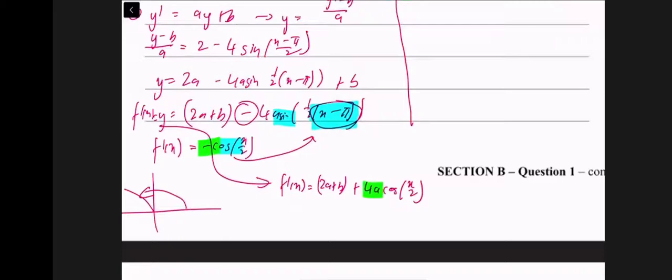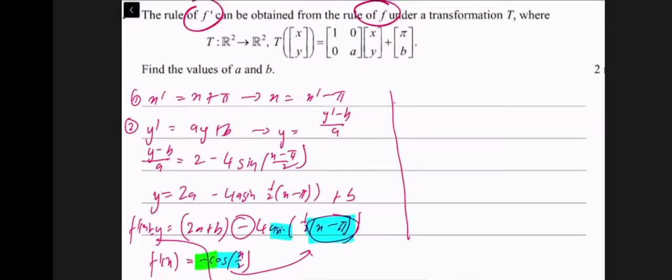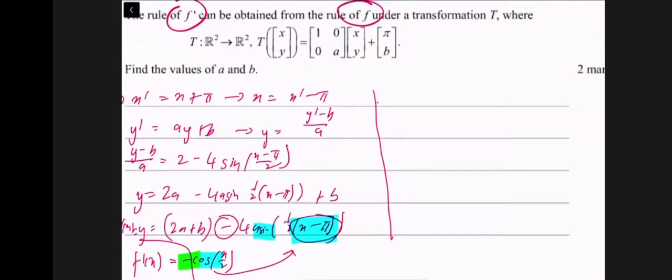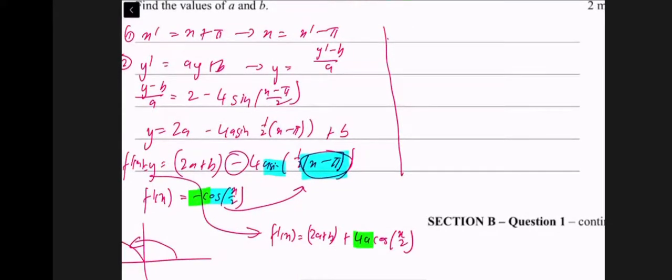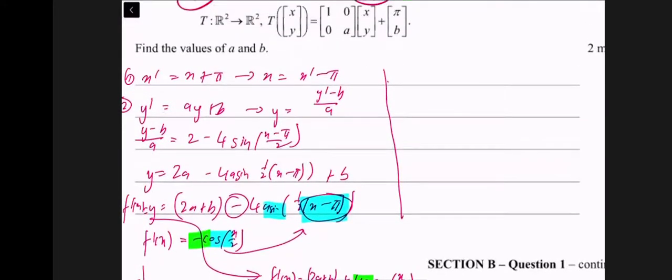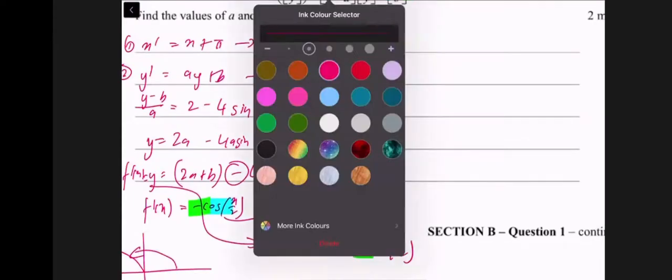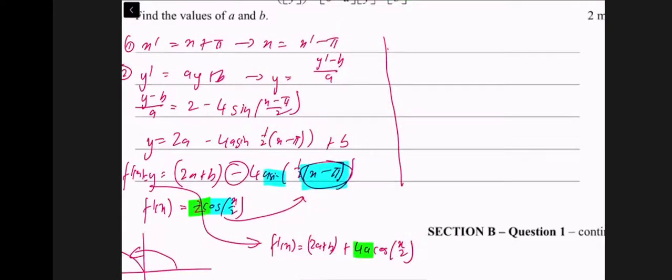What have I done? I feel like I've missed something. 4a. Doesn't look like I've missed something. I have, so the 2 here. It's negative 2, so the first thing is 4a equals negative 2, so then a is negative half.